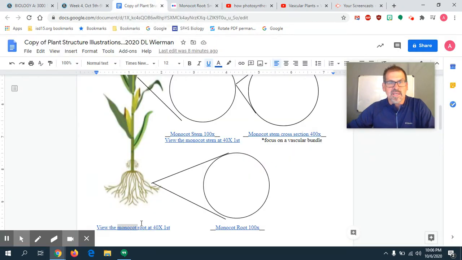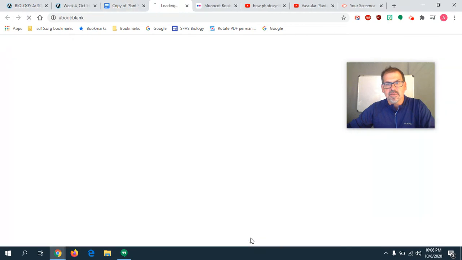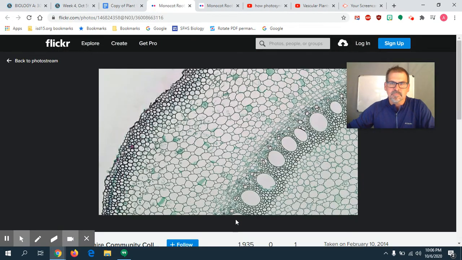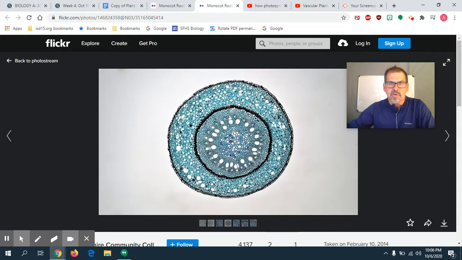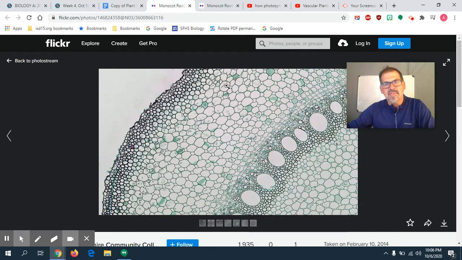So that would be like if you're looking at the slide under 40 times. Then if you magnify to 100 times, it's going to look like this. So now you can see here we are under the lowest power. Now we're going to zoom into this area here, and it's going to look like this. And then this is what you draw.